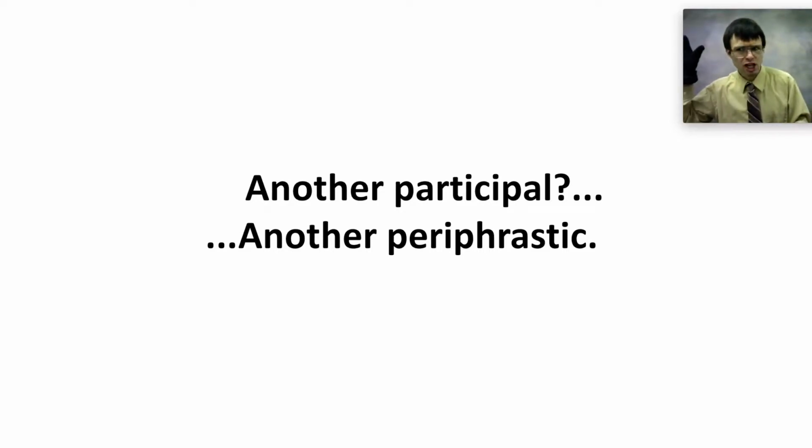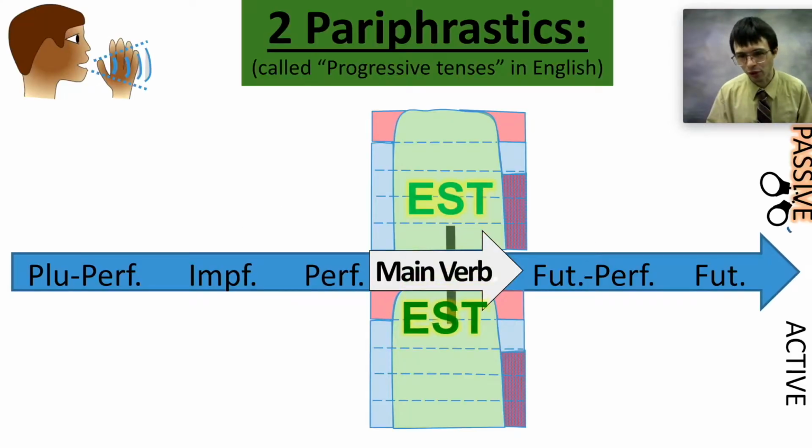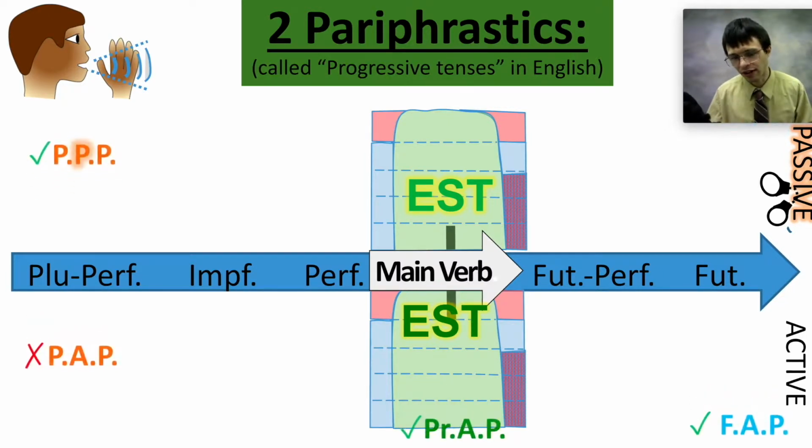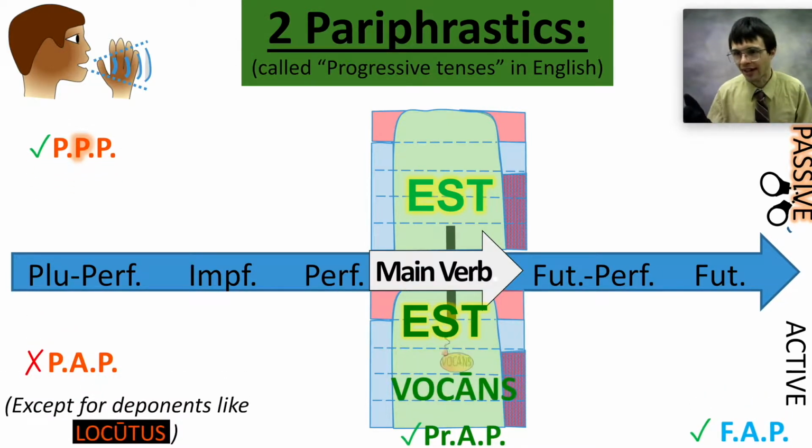Mr. Edmund, you've never said periphrastic before. Yeah, I know. Sadly, you've already been using periphrastics and I didn't tell you. It's a really minor concept. You don't even have to remember the word for all I care. This is what it was. You were using it all along. So when you said vocans est, that was a periphrastic.